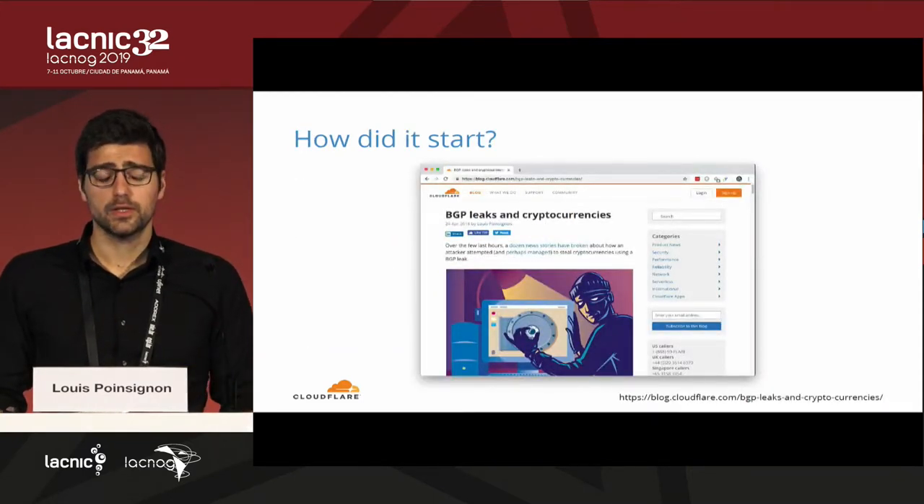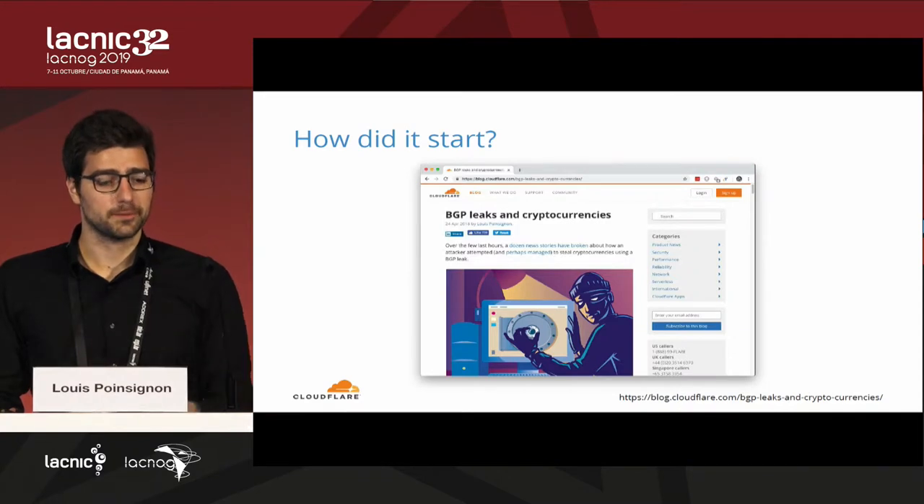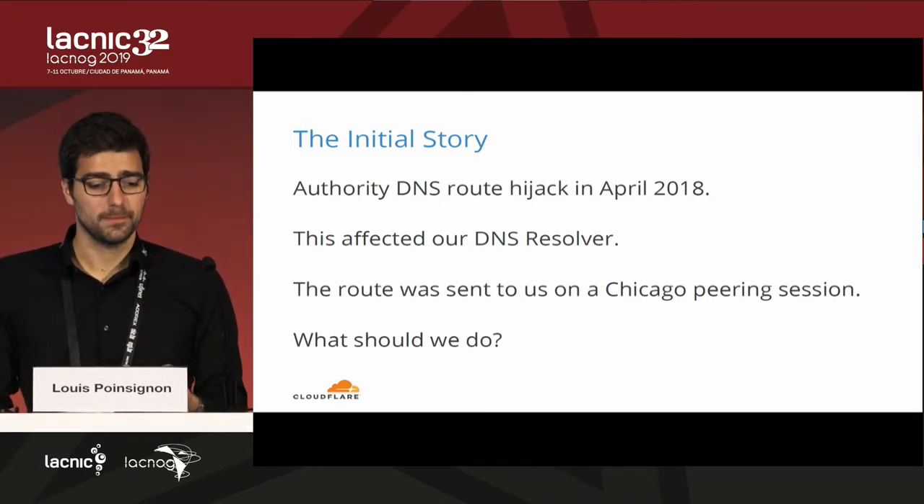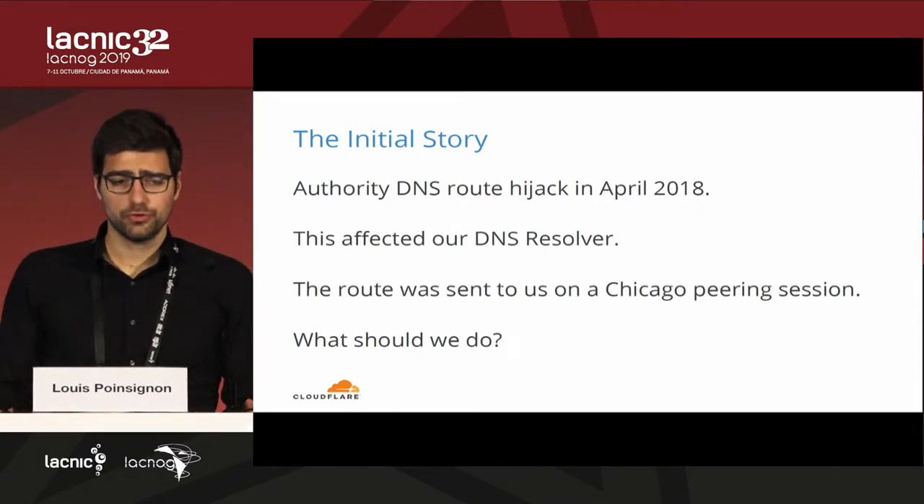And for us, how did we deploy RPKI and how did it start? So a year ago, in 2018, there was a leak. There was a leak of Amazon that we accepted. That means we sent our traffic to the wrong address. We accepted the route and we sent the traffic. So there was an authoritative DNS route hijack in April 2018. It affected our DNS resolver. The route was sent to us on a Chicago peering session. So what should we have done?